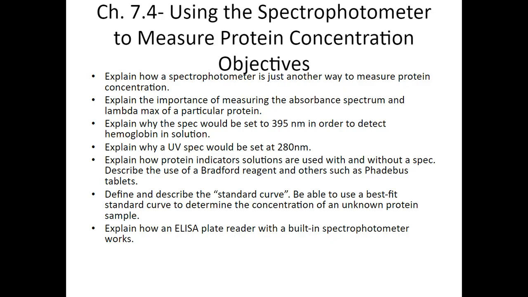Let's look at the importance of measuring the absorbance spectrum and lambda max of a particular protein. Explain why the spec would be set at 395 nanometers in order to detect hemoglobin in solution. Explain why a UV spec would be set at 280 nanometers. Explain how protein indicator solutions are used with and without a spec. Describe the use of a Bradford reagent and others such as Fadibus tablets. Define and describe a standard curve. Be able to use the best fit standard curve to determine the concentration of an unknown protein sample. Explain how an ELISA plate reader with a built-in spec works.